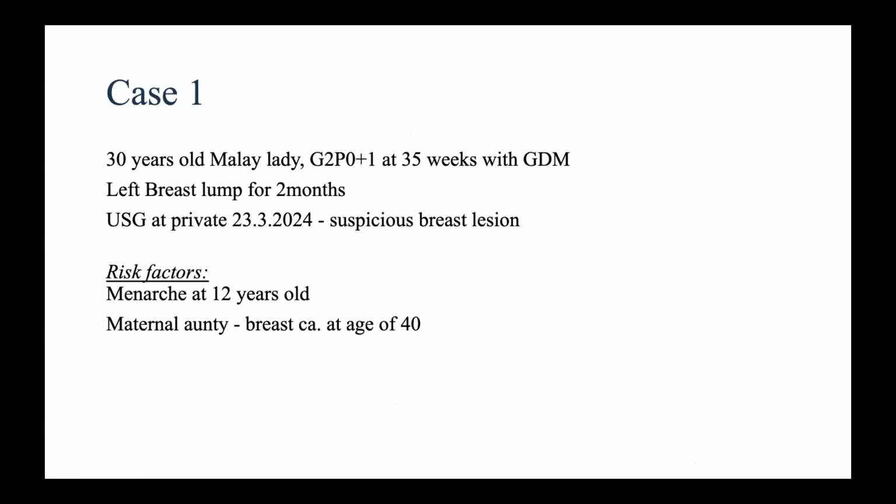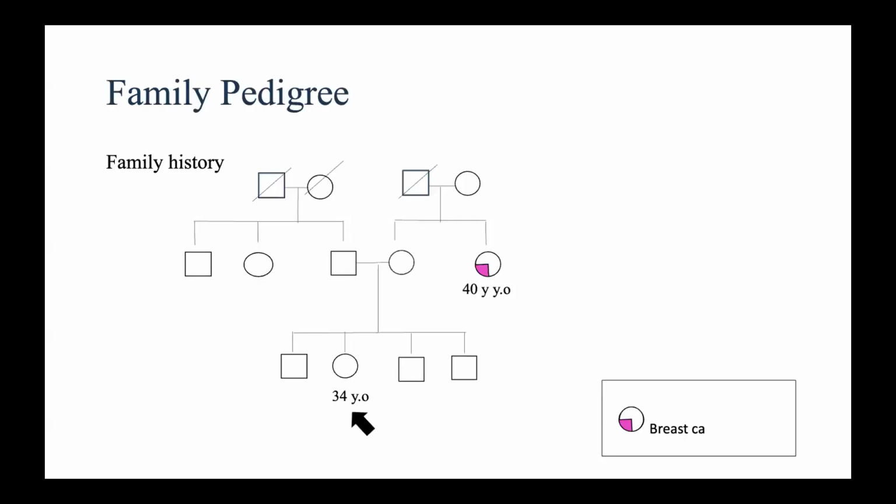Okay. The first case is a 30-year-old Malay lady, Gravida 2, para 0+1, at 35 weeks with GDM. She presented with 2 months of left breast lump. She had an ultrasound done at a private center, which showed a suspicious breast lesion, so she presented to us 2 days later. Risk factor, she had menarche at 12 years old, and her maternal auntie had breast CA at 40 years old.